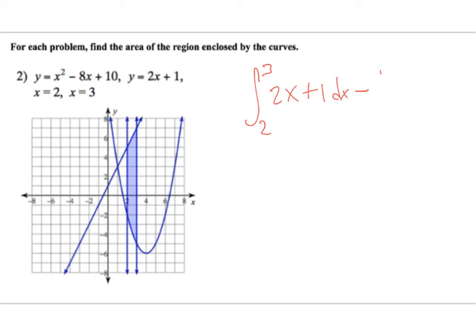And then minus this same interval from 2 to 3, and the parabola is the x squared, so x squared minus 8x plus 10 dx. This is the setup. You're doing the antiderivative at the top minus the antiderivative at the bottom using the bounds that we have, and that will tell us the area between these two curves.